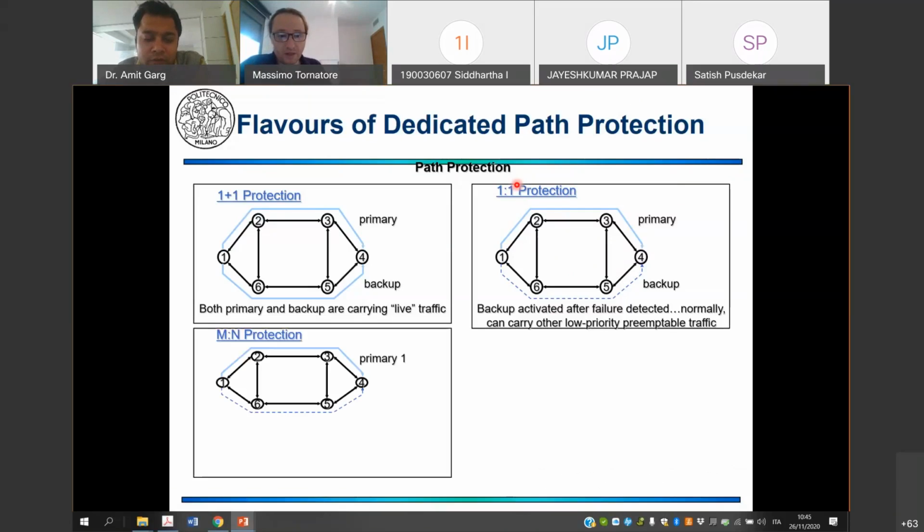There is one question from my side. Sure. Yes, in this 1+1 protection, are we transmitting the same information on both the paths? It's exactly the same information.